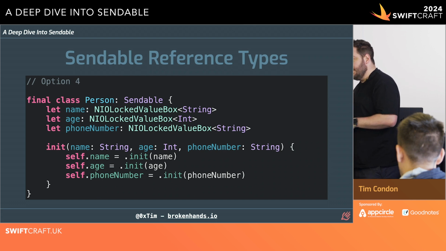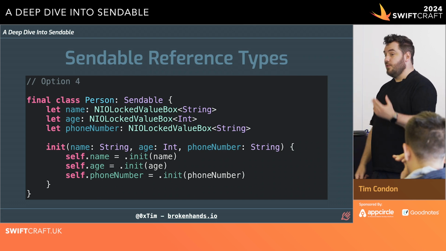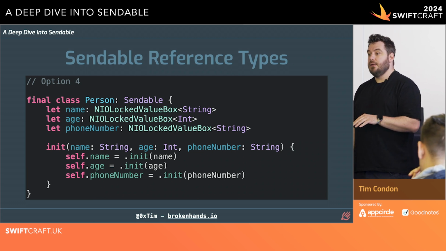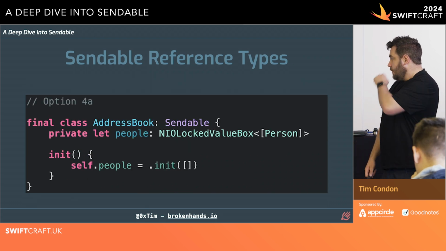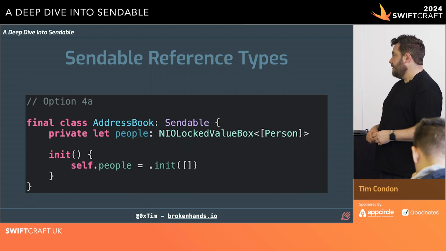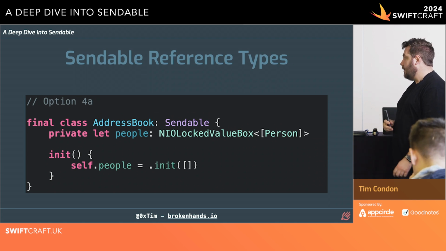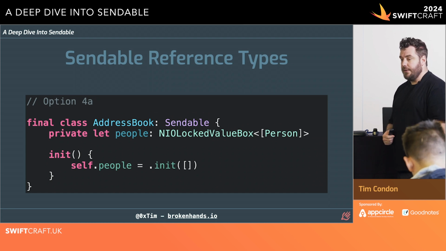But it is quite a useful escape hatch that we've used quite a lot in Vapor when we've had to make things that should probably have been structs or should now be actors, where we can't break our API, nice and safe. Yeah, so I can do the same thing with our address book. If I wrap my array of persons in a NIOLockedValueBox, this makes AddressBook Sendable, and I can pass it around without any issues.